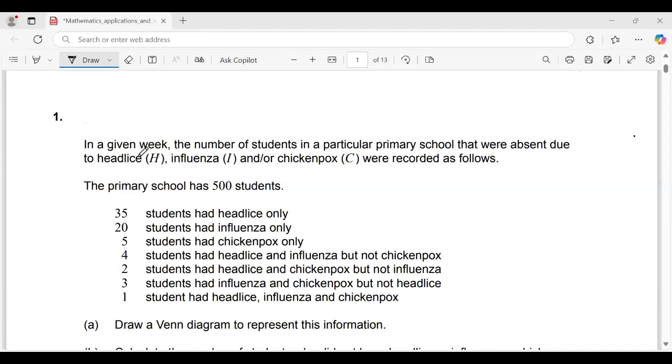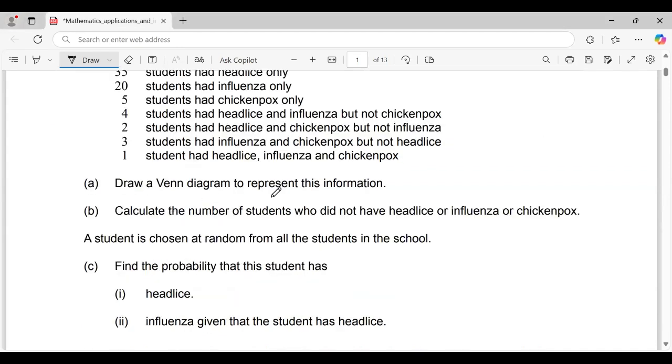Number one, in a given week, the number of students in a particular primary school that were absent due to head lice, influenza, and/or chickenpox were recorded as follows. The primary school has 500 students. Draw a Venn diagram to represent this information.